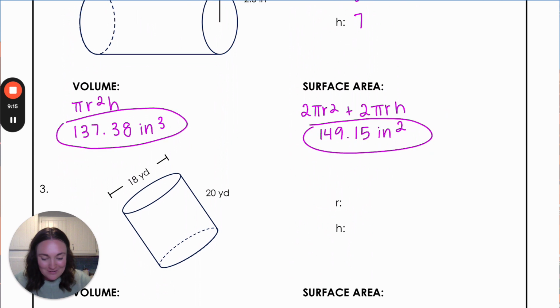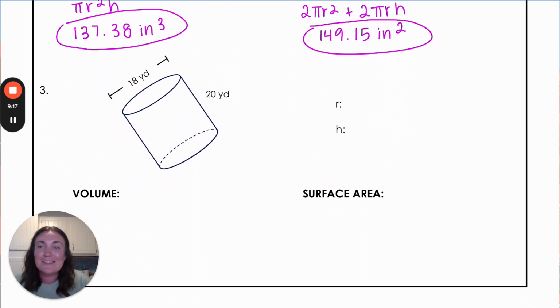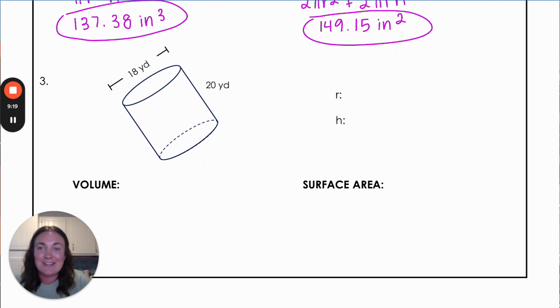All right, one more of these before we get into our word problems. So let's take a look at this last cylinder here. Again, they tilted it over to the side and they gave us the distance all the way across. So this is our diameter, not our radius. So in order to have my radius, I need to take that 18 divided by 2, which is going to give us 9. So I've got a radius of 9, a height of 20.